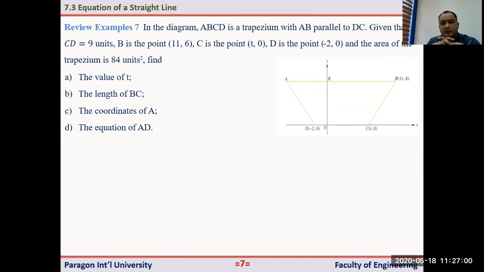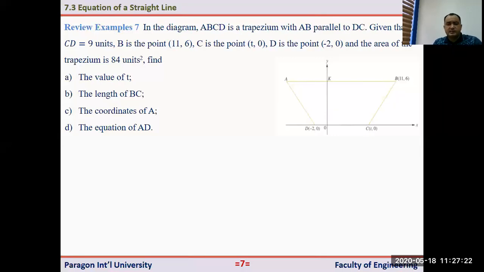Okay, this is example from review example 7. We have only one example there. It's also about coordinate geometry. And to answer this question, what you have to know is those three basic things. What are these? The gradient of a straight line, equation of a straight line, and the distance between 2 points.